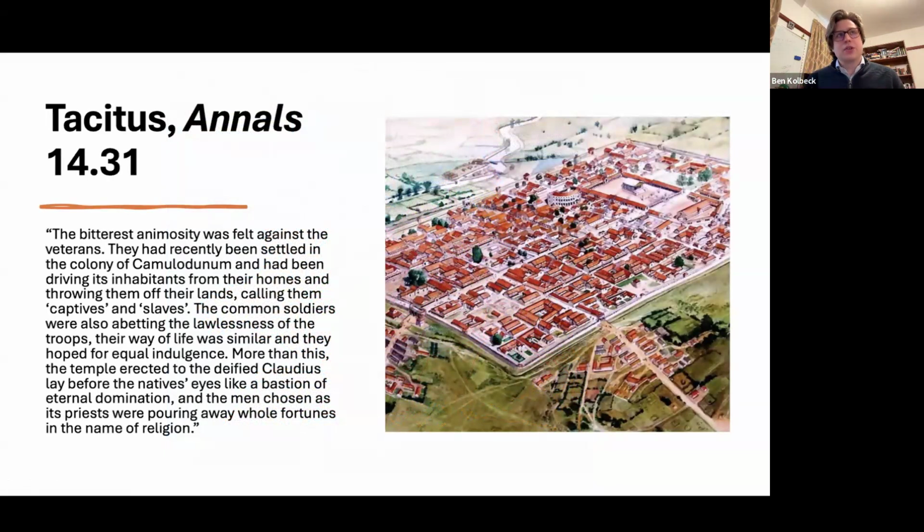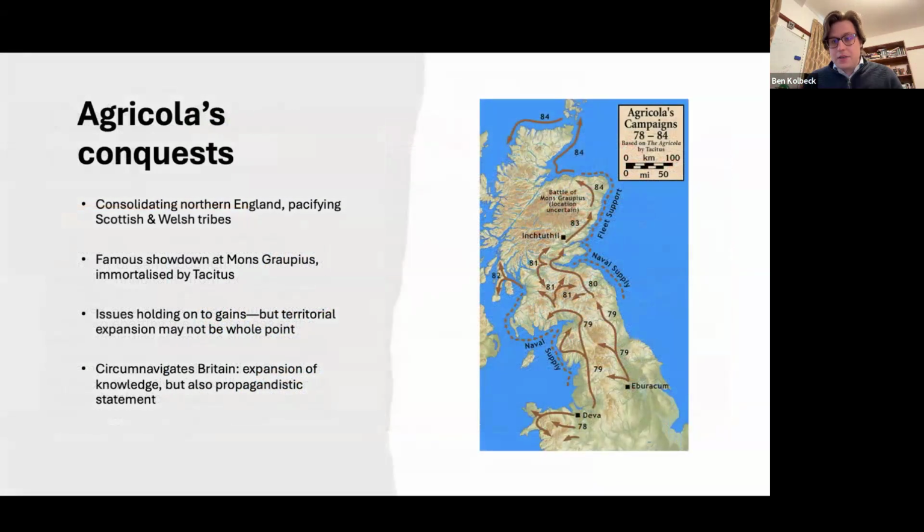When the Roman legions gather themselves, they quickly put this down and then continue expanding throughout the north, particularly under the rule of a governor called Agricola, who pushed north from York and into Scotland, and even circumnavigated the very top of the country.